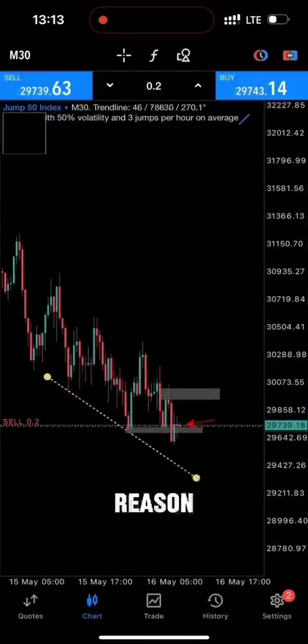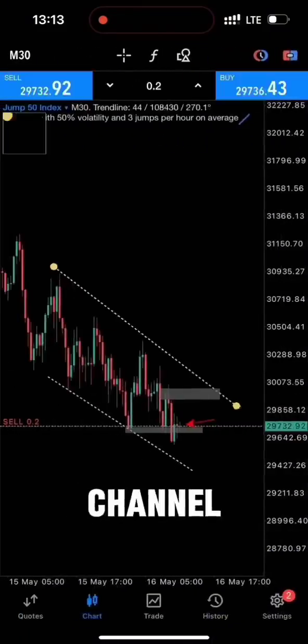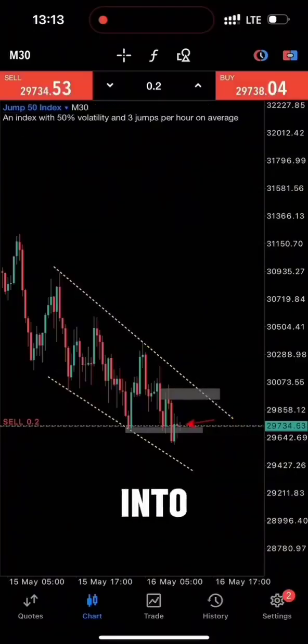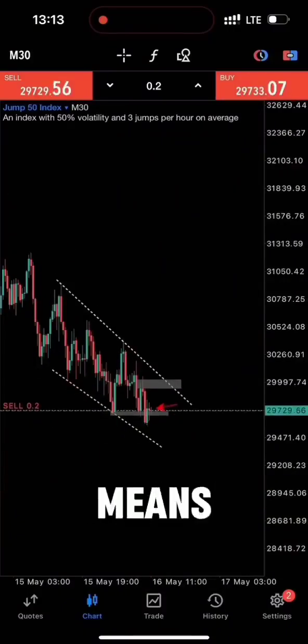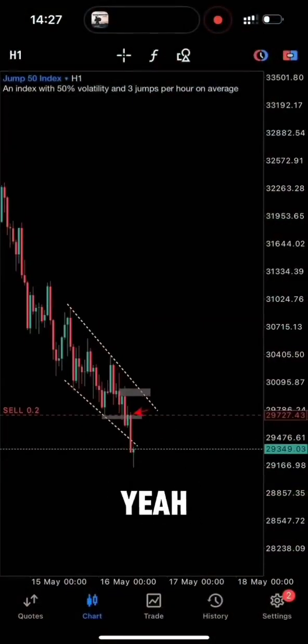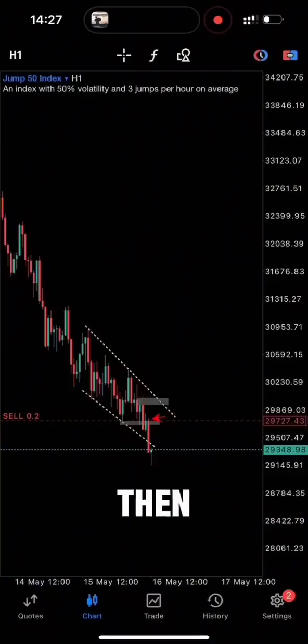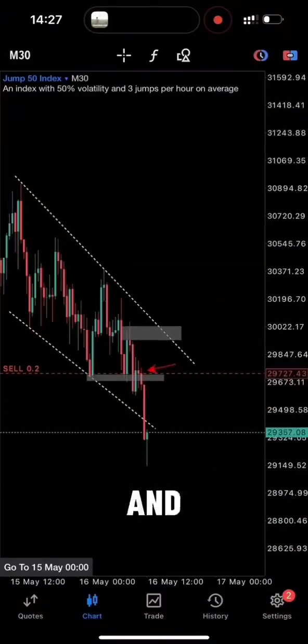This was not the only reason. I drew trend lines to identify what type of channel I was getting the trade into, and then I finally spotted that this was a downtrend, which means getting the buys will not be that easy, but the sells, yeah. Then I waited, and after some time it did drop. It did drop, and then right here it's making a pullback.